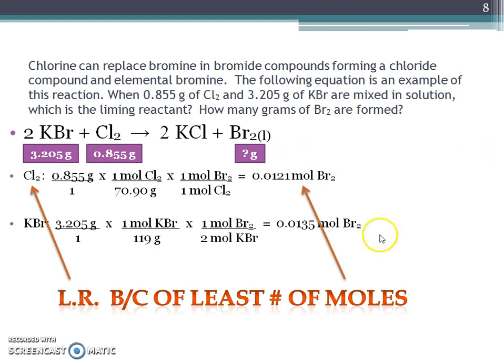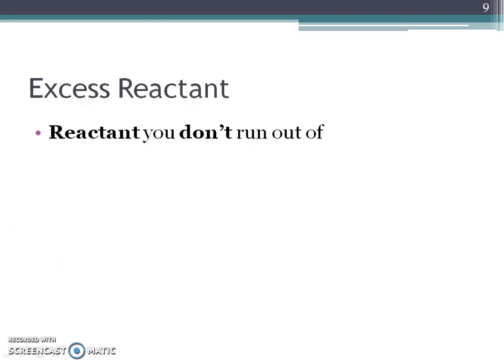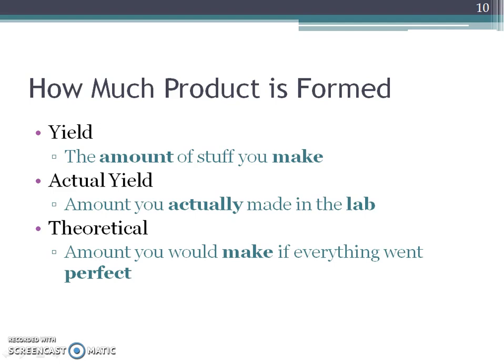Okay, so now instead of finishing the problem twice, I only have to finish the problem once here. So I'm going to go from moles to grams using molar mass, again from your periodic table. And I get 1.93, again 3 sig figs. 3.205 is 4 sig figs, 0.855 is 3 sig figs, so my answer, I'm going to round to 3 sig figs. So the excess reactant obviously is the one you don't run out of. It's in excess, like I just mentioned in that previous problem.